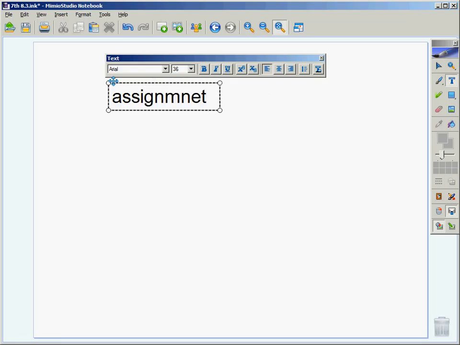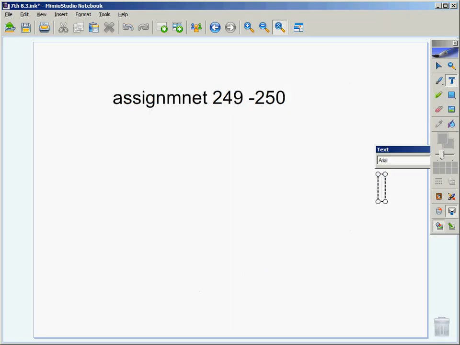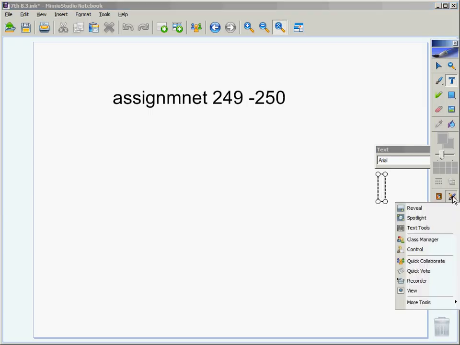The assignment is page 249 and 250. You should work on them all. If you finish, and you might, please stay in your seats.